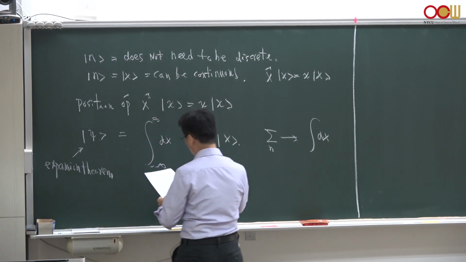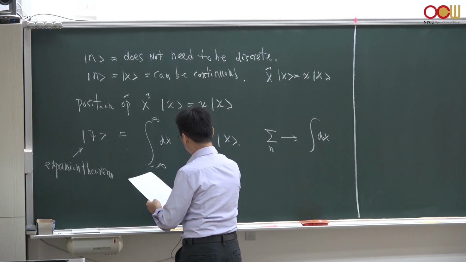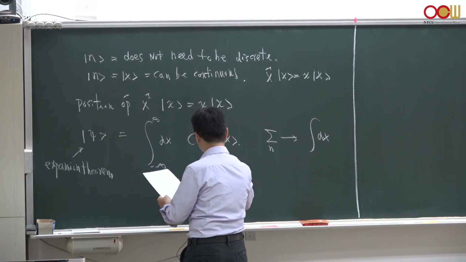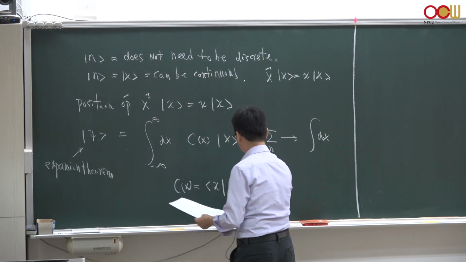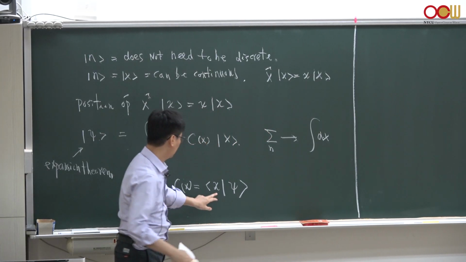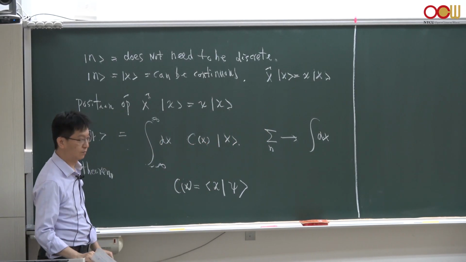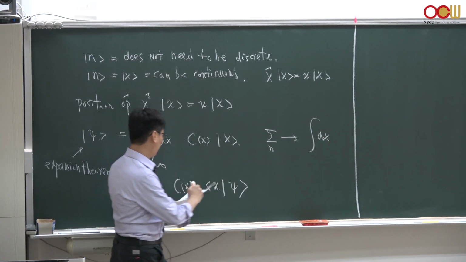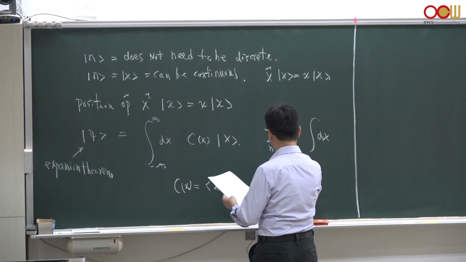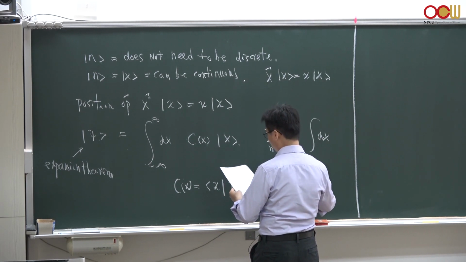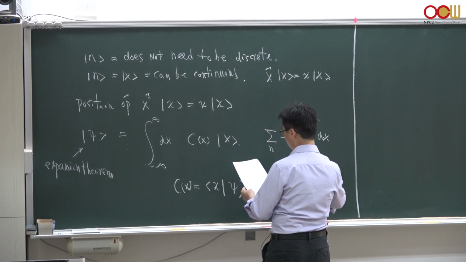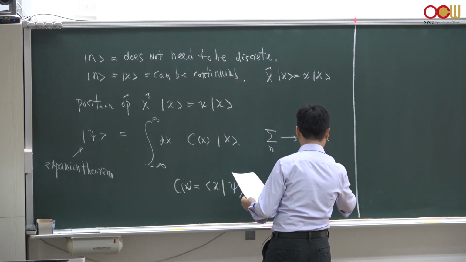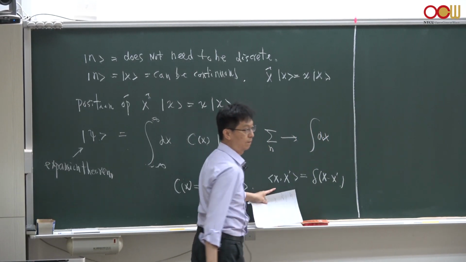But what is C of x? Remember, C of x is nothing but the inner product between the Dirac state and the eigenbasis, right? And in this case, the eigenbasis of the position operator x, and the orthogonality and normalization for the x eigenstates is given by this Dirac delta function. Remember that.